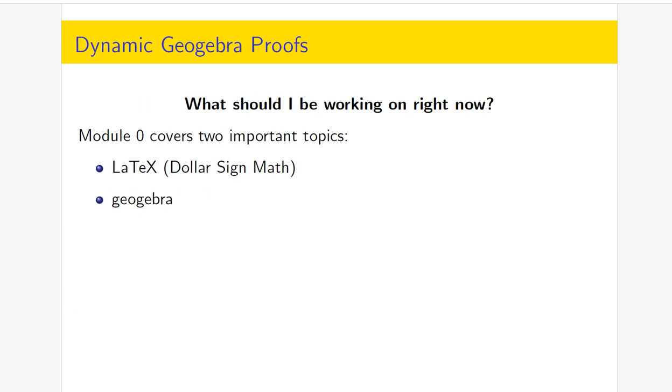What do we need to be working on right now? In D2L, it's called Module 0, and it covers two things. LaTeX, which a lot of times online you'll hear called $math. It's an equation editor that was created decades ago, but it's still what all mathematicians use for their journal articles. It's still the best equation editor out there.